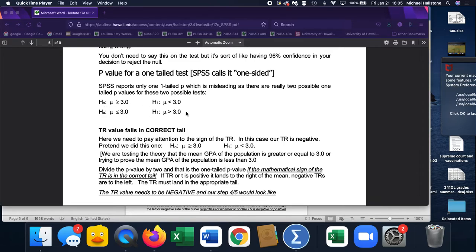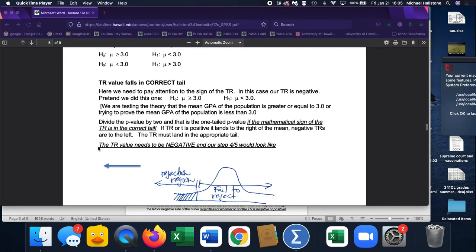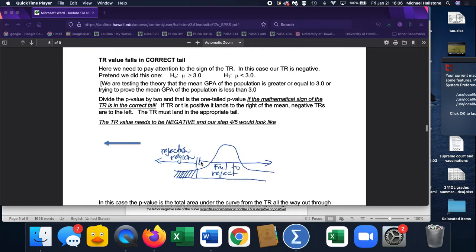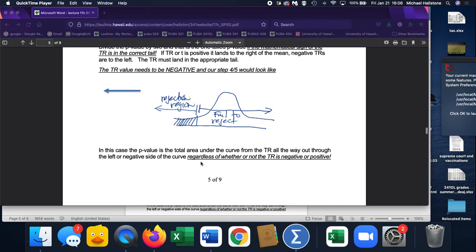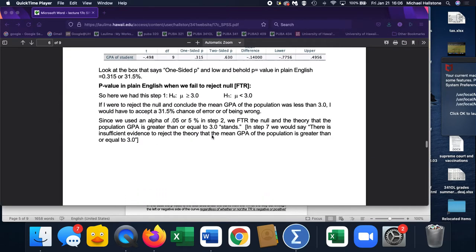We'll start when the TR falls in the correct tail, as we went over in lecture 17. Recall, here we need a negative TR to reject the null. So remember, you stab the shark here, it makes an arrow. Here's your rejection region, so this is in the correct tail. Super easy, it actually divides that by 2. There's your p-value, and I show you the math and explain what all that means.